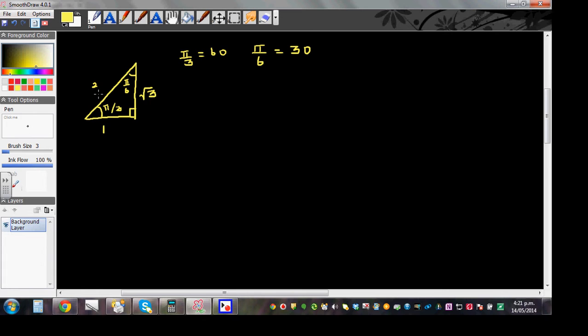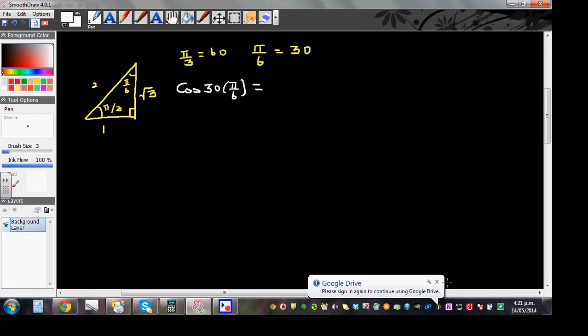So looking at this, let's write, what is cos 30, which is pi by 6. When you're looking at pi by 6, when you're finding cos, you have to look at the adjacent. For pi by 6, the adjacent is root 3 and the hypotenuse is 2. So this is your adjacent and this is the hypotenuse. So using SOHCAHTOA, cos pi by 6 is root 3 over 2.